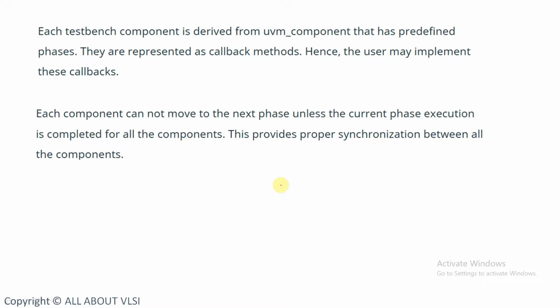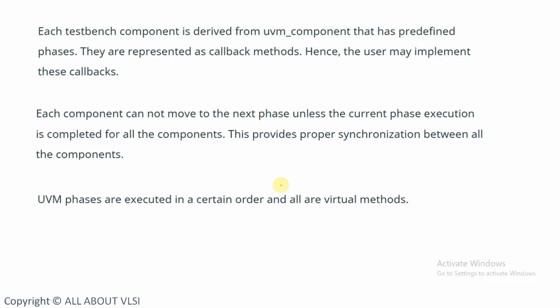for all the components. Basically we will have 9 phases. After completing that particular phase, only then will we go to the next phase. Until the completion of the current phase, you cannot go to the next phase. So this is providing proper synchronization between all the components.